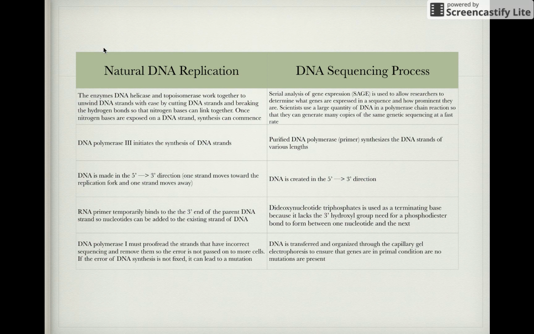And then for the second point, DNA polymerase 3 initiates the synthesis of DNA strands in natural replication, whereas in DNA sequencing, a purified DNA polymerase, which is the primer, is what synthesizes the DNA strands of various lengths. And then for the third point, both the natural replication of DNA and the DNA sequencing process are created in the 5' to 3' direction.